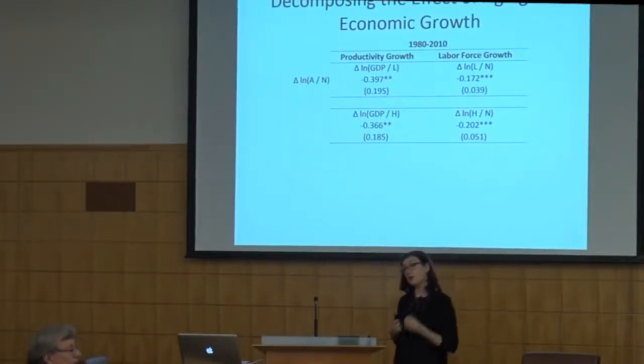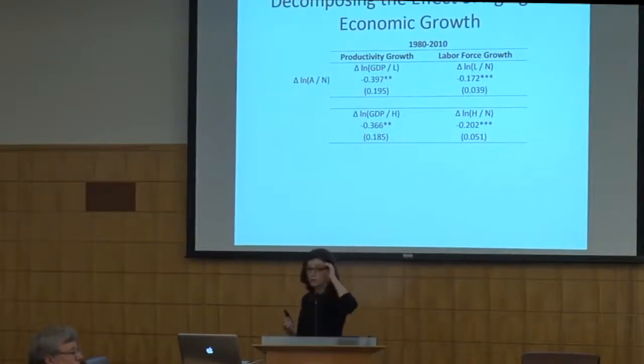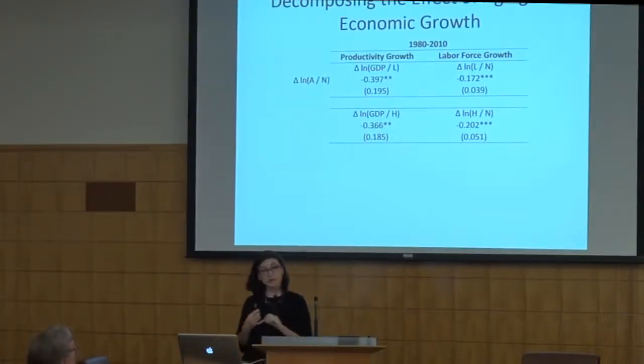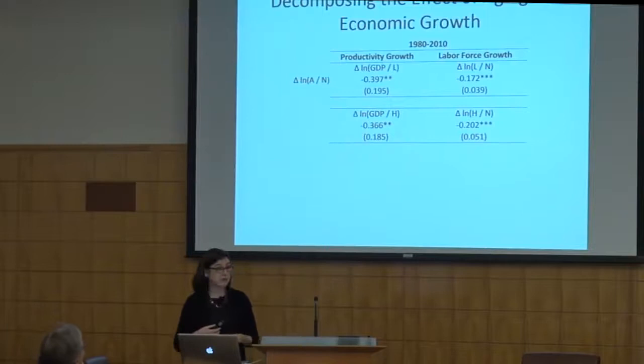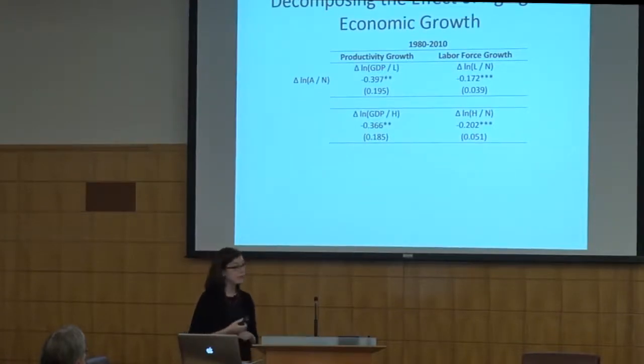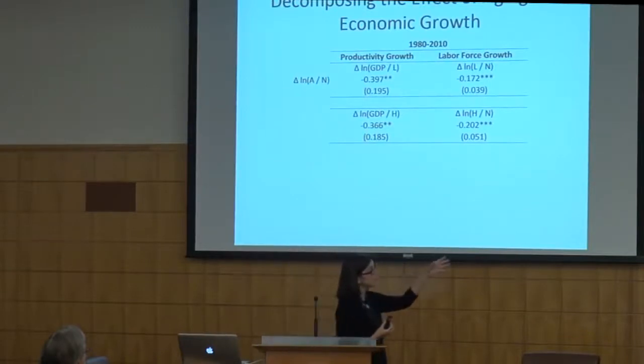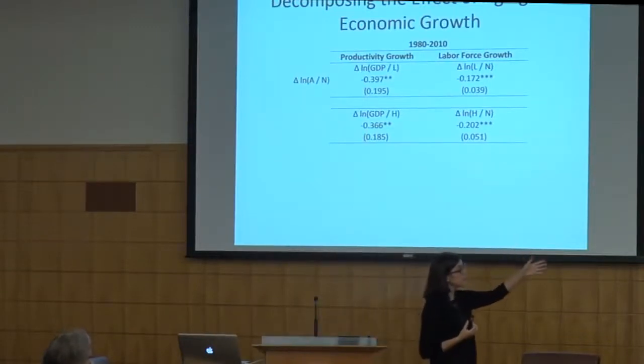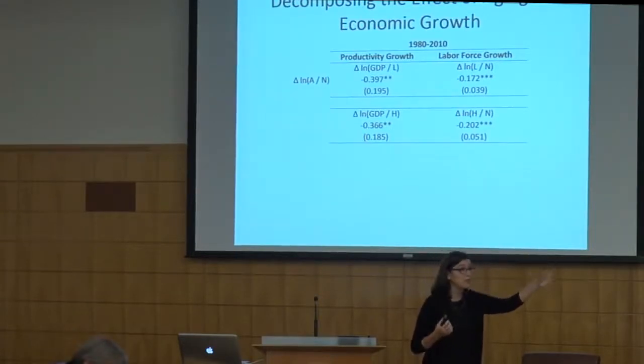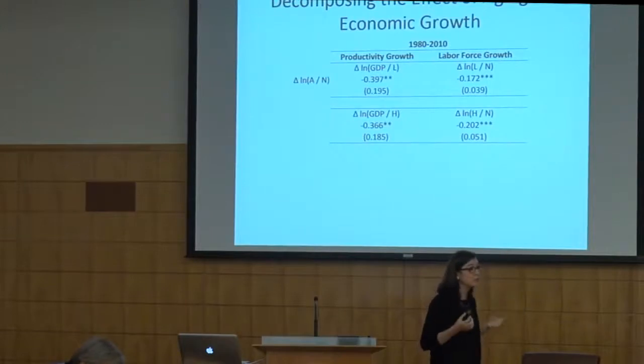So we can do that as well. Looking at output per hour worked, we get a 3.7% reduction in productivity growth using that measure. And the other side of that is a 2% reduction in labor force growth. So it attenuates, but the basic story is the same. The larger component is the effect operating through productivity growth, but a little bit less so when you look at actual output per hour worked rather than output per worker.